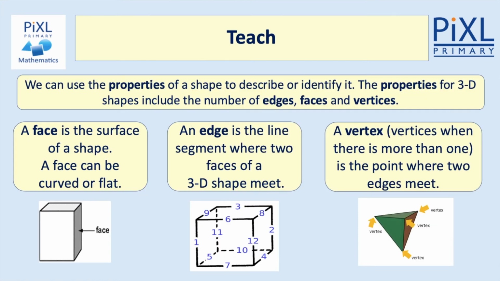A face is the surface of a shape. A face can be curved or flat. An edge is the line segment where two faces of a 3D shape meet, and you can see there that a cube has 12 edges. A vertex, or vertices when there is more than one, is the point where two edges meet, and sometimes we call them corners, but the proper mathematical name for them is a vertex, or vertices when it's plural.